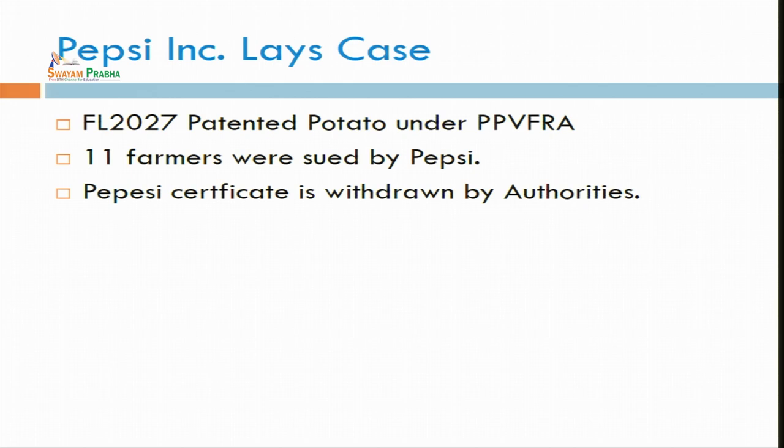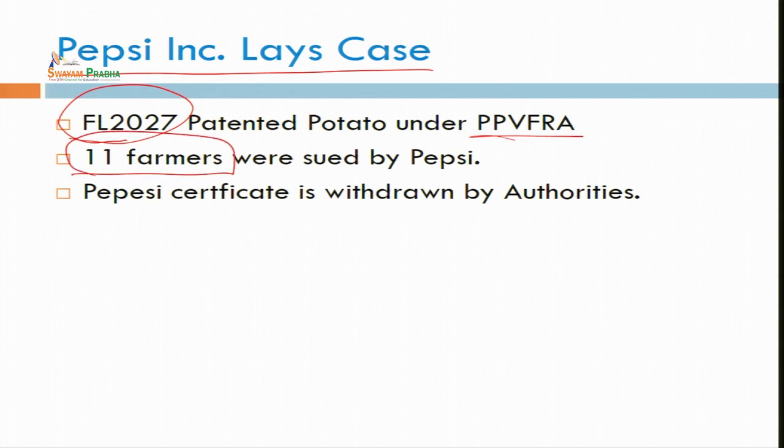Just one last case here: PepsiCo, the producer of Lay's chips, has a patent in its name for a potato variety, FL 2027, which was protected under the Protection of Plant Varieties and Farmers' Rights Act. Even though this is also a patent, it is related to a plant, which comes under the Protection of Plant Variety Act. Pepsi sued 11 farmers and asked for compensation of 1 crore from each. There was agitation by the farmers, and in the interest of the public, the Indian government withdrew the certificate of Pepsi relating to this potato patent.